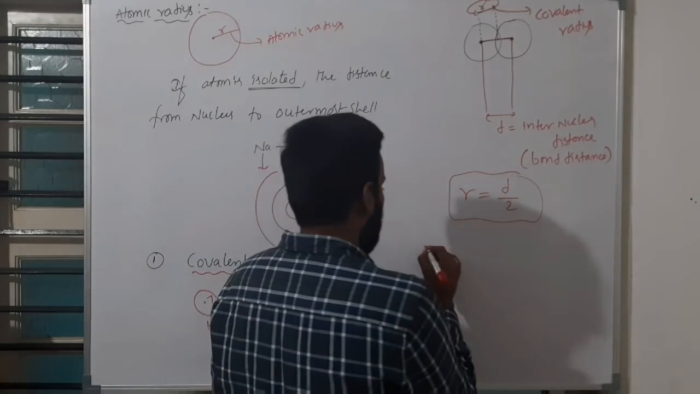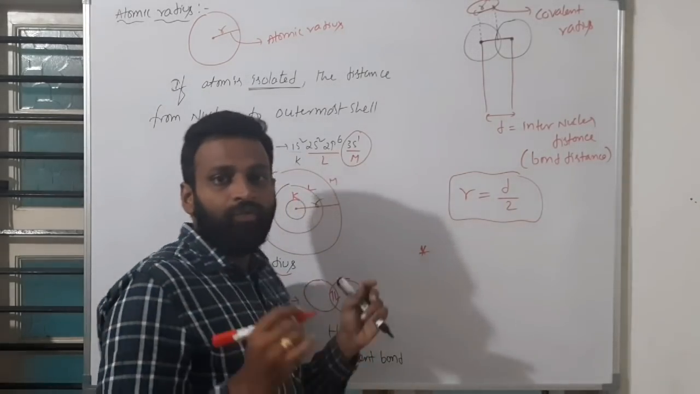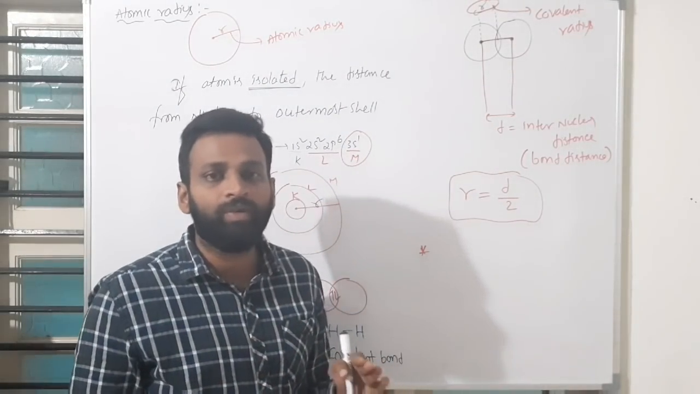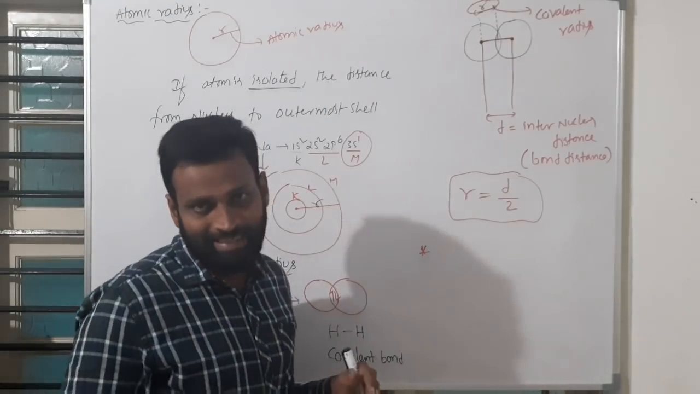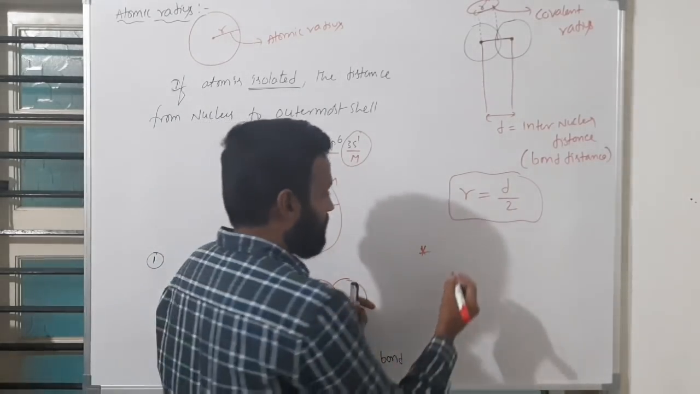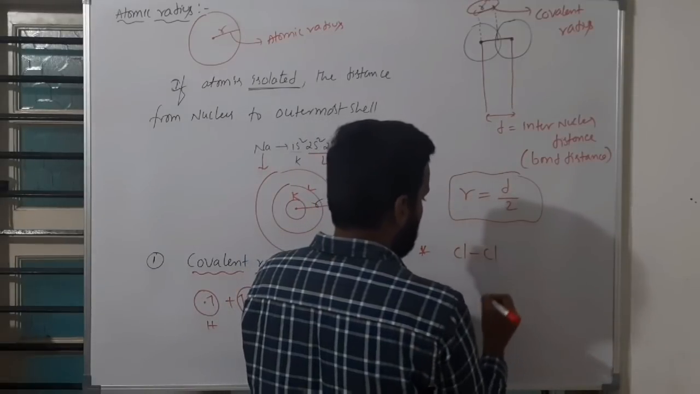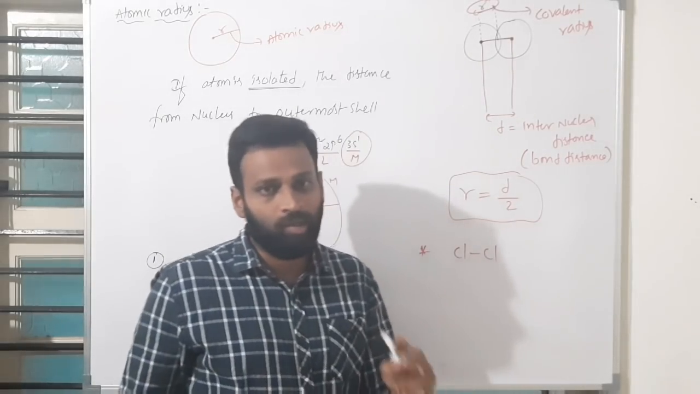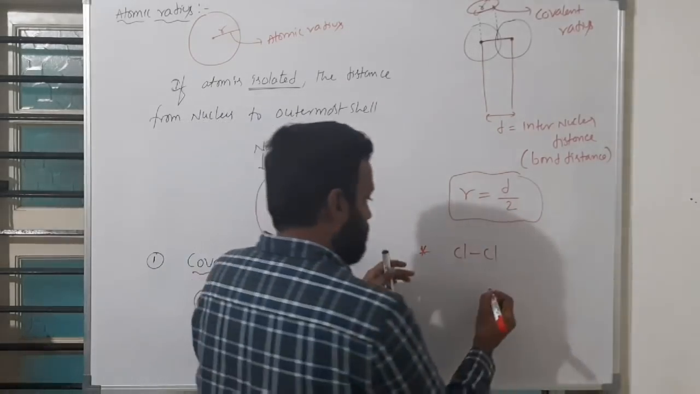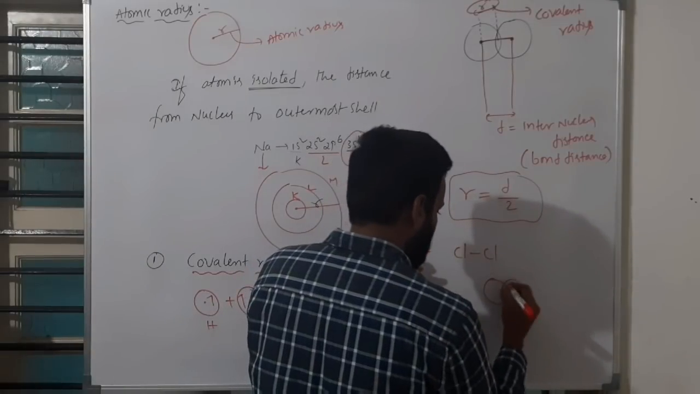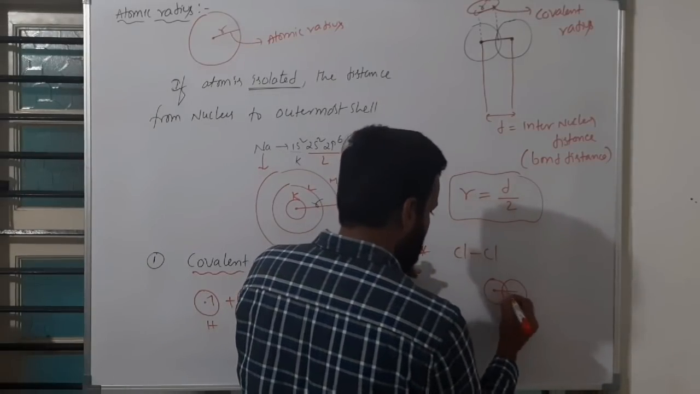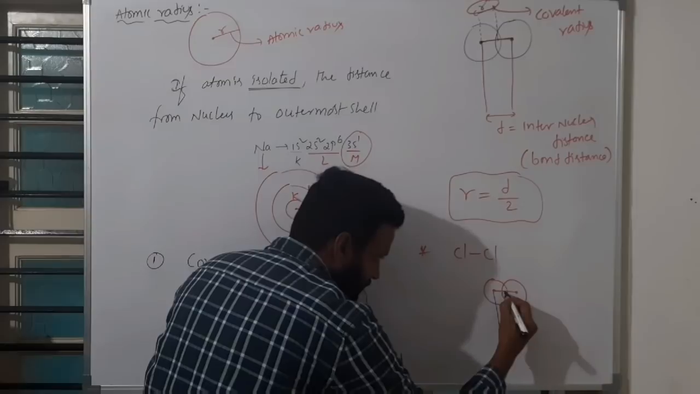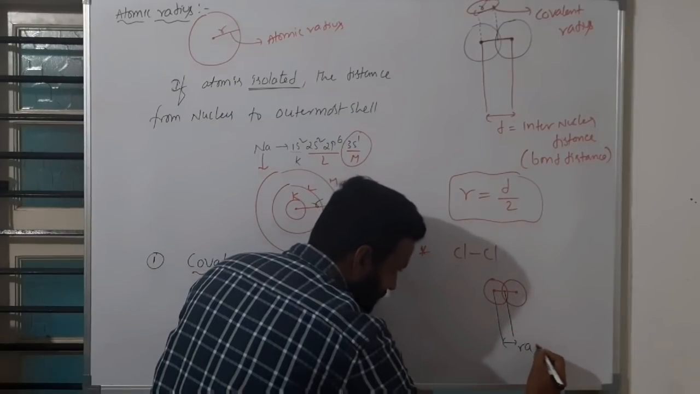So I repeat, if two atoms are covalently bonded, then half of the internuclear distance between the two atoms is called covalent radius. Getting? Suppose Cl and Cl bond. Chlorine and chlorine are both non-metals, so which bond did I tell you? Covalent bond. Between two non-metals, covalent bond. So one chlorine is like this, another chlorine is like this. Between these two, that is the internuclear distance. Half of the internuclear distance means here to here. What is this called? Radius.